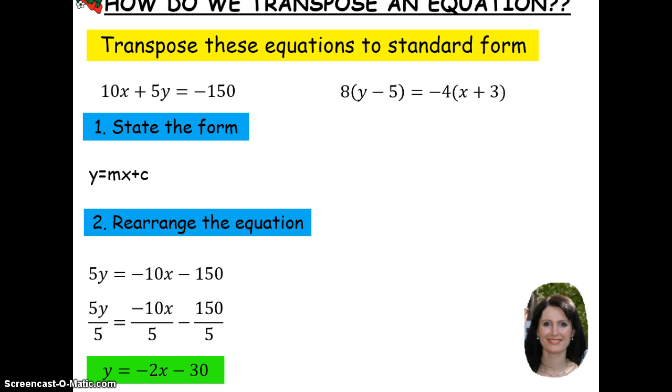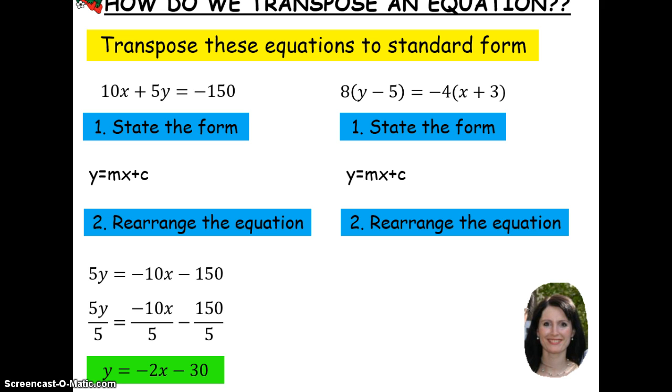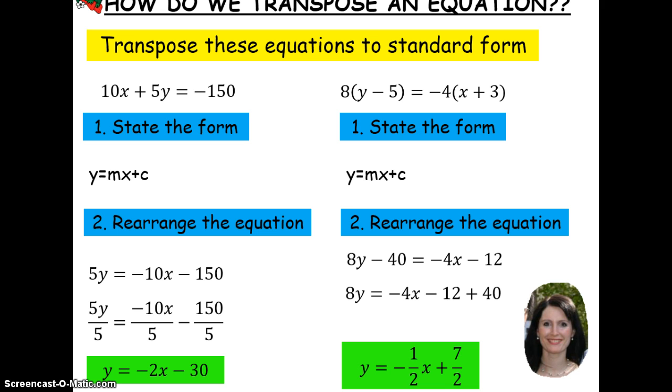How about this one here? We have brackets. We need to expand the brackets. Let's first state the form. y = mx + c. So 8 times y is 8y. 8 times -5 is -40, equals -4 times x, -4x. -4 times 3 equals -12. Let's rearrange. I'm going to take the -40 over the other side, where it becomes +40. 8y = -4x - 12 + 40. So 8y = -4x + 28.